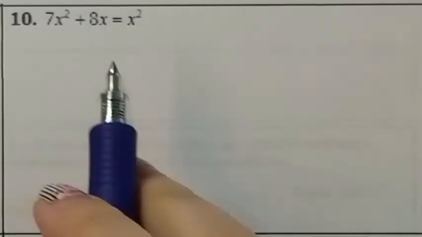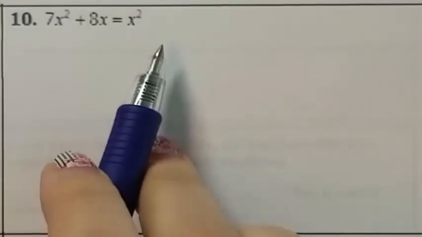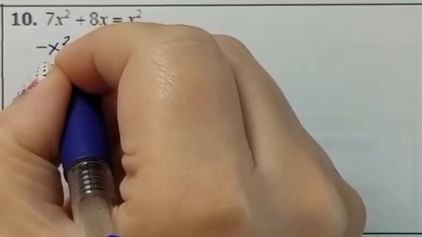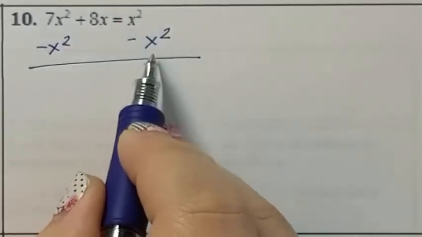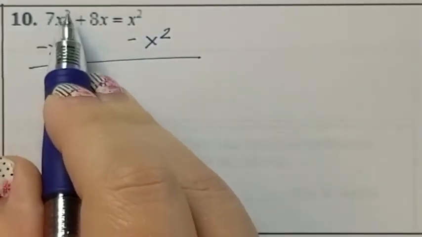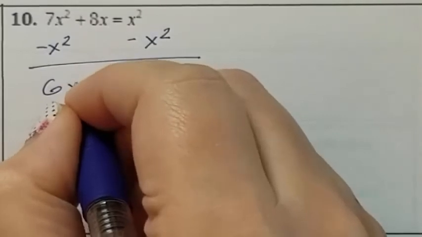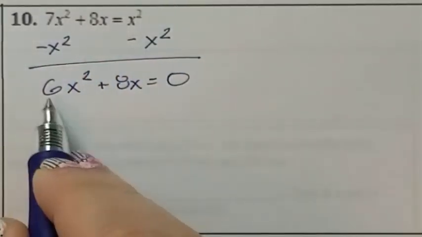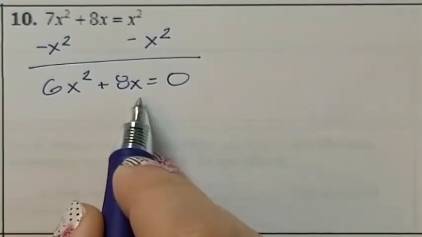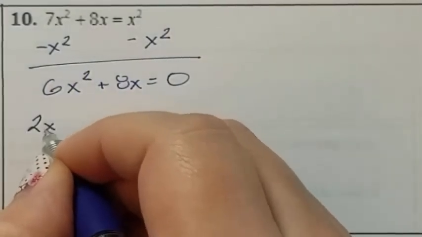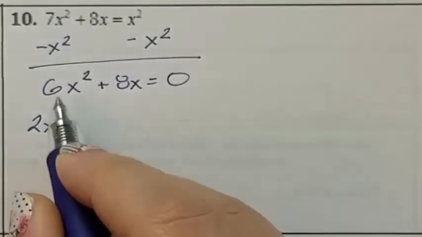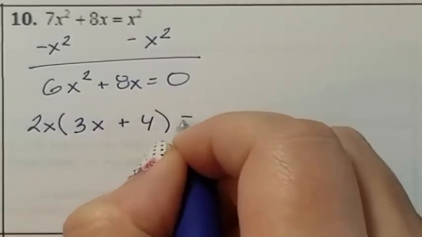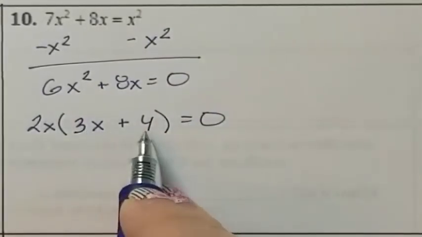Problem number 10. This does not equal 0 yet. If it does not equal 0, you can't factor it. I need to make it equal 0 so that I can factor. So we're going to subtract the x squared from both sides. I had 7x squareds, and I took away an x squared. I have 6x squareds left. So now my equation equals 0. I'm going to look for a GCF. I believe that I have a 2x as a GCF. So if 2x is my GCF, I have 3x plus 4 left over. I cannot factor this any further.